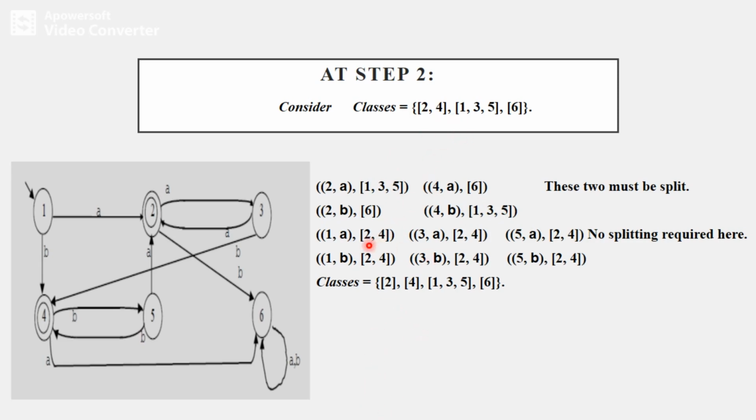So for {1, 3, 5}: 1 on A, 1 on B goes to {2, 4}. 3 on A, 3 on B goes to {2, 4}. 5 on A, 5 on B goes to {2, 4}. So no splitting is required for 1, 3, 5. 6 however, no need to check as it is an individual element. So we get new classes as {2}, {4}, {1, 3, 5} and {6}. So 4 classes we are getting right now.